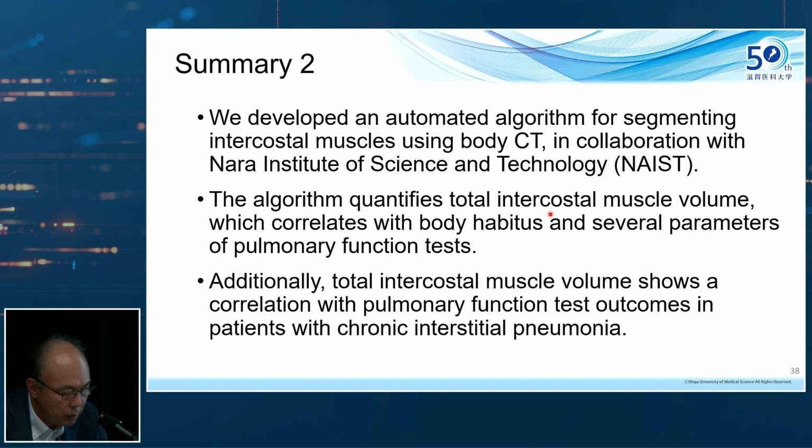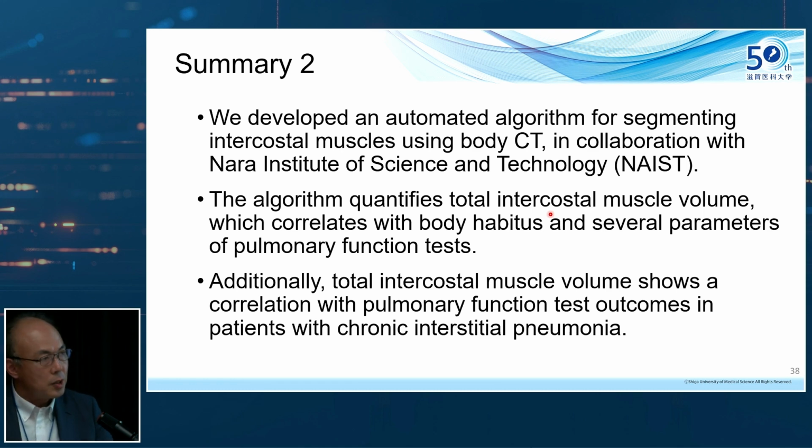In summary, we developed an automatic algorithm for segmentation of intercostal muscle using body CT in collaboration with the NIST. The algorithm quantified total intercostal muscle volume, which correlated with body habitus and several parameters of pulmonary function test. Additionally, total intercostal muscle volume shows a correlation with pulmonary function test outcome in patients with chronic interstitial pneumonia.